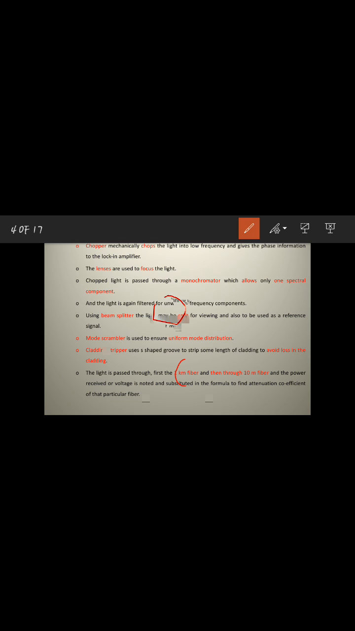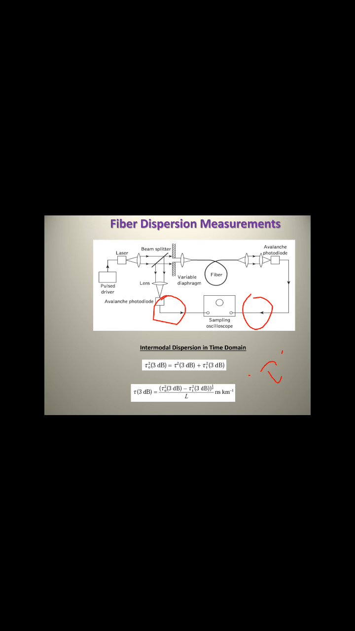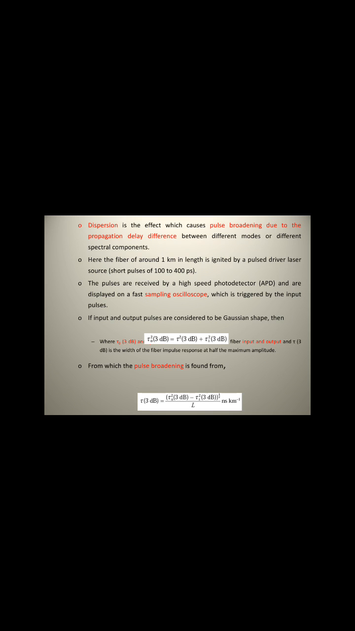This is without fiber, this is with fiber. You take the output in a sampling oscilloscope where you can find out what the tau parameter is. Tau is nothing but the dispersion occurring. The equation is given over here. The dispersion effect is caused due to pulse broadening. It is due to the delay of a propagation difference.